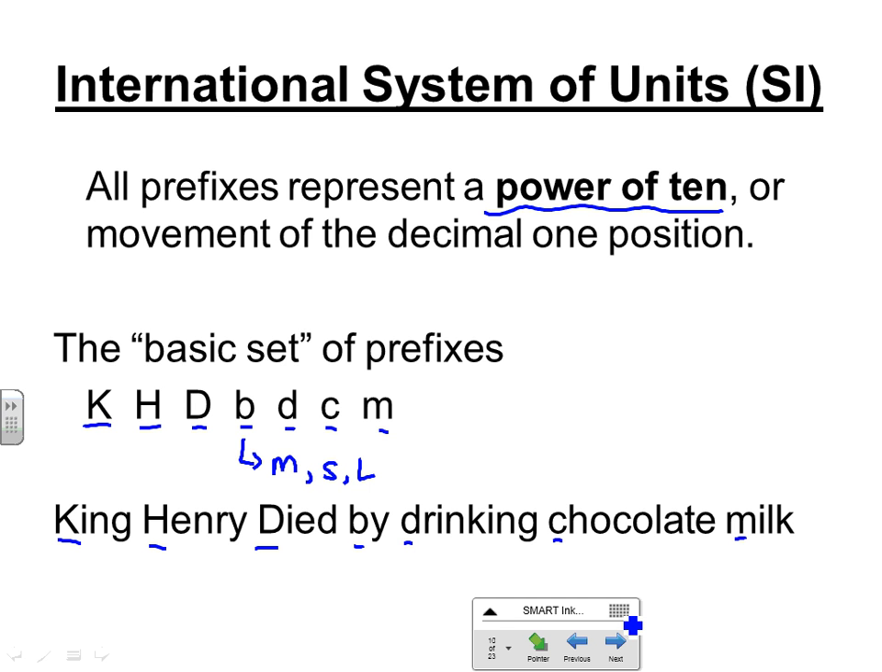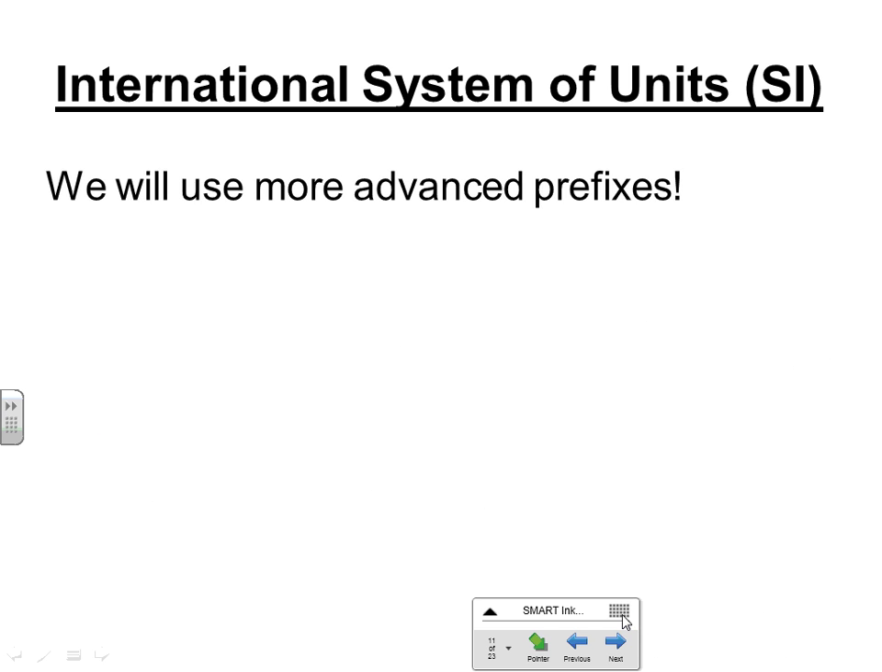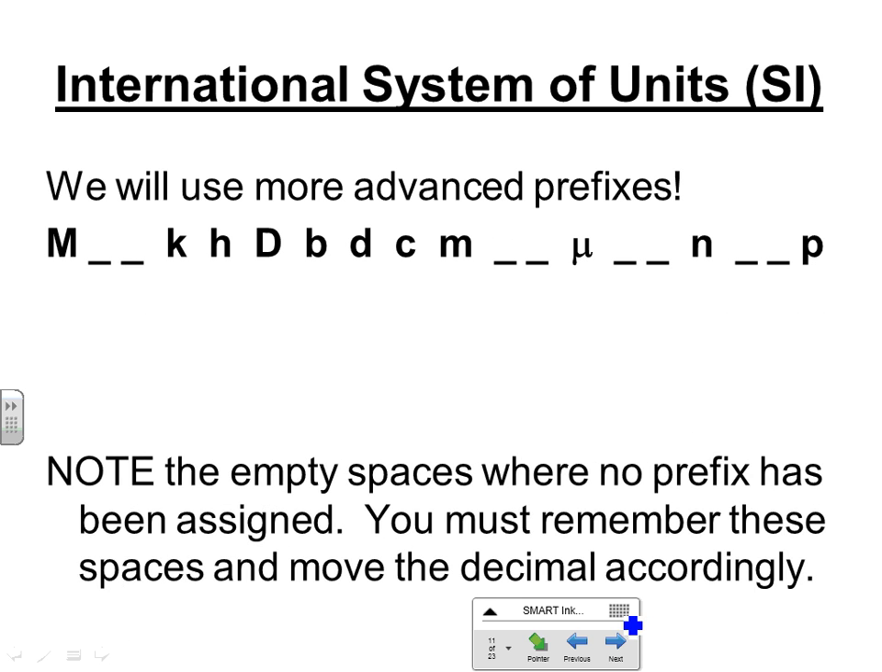And we've got deci, centi, and milli. Those are the basic ones. We are a little more advanced, so we use more advanced prefixes. So we have some additions. I'm going to go ahead and pull all this up here.